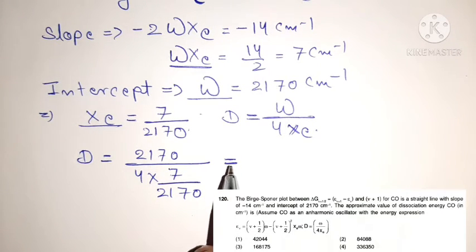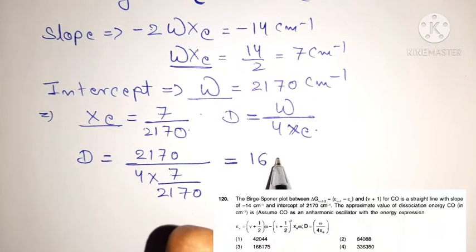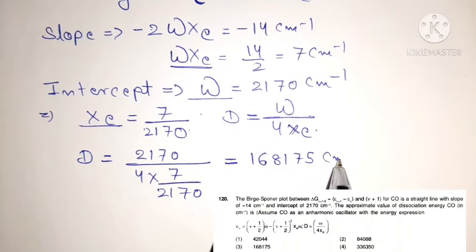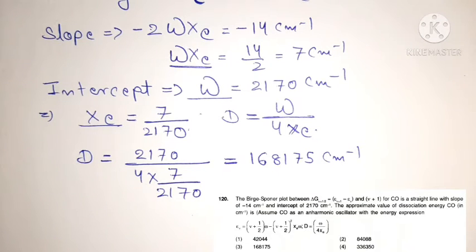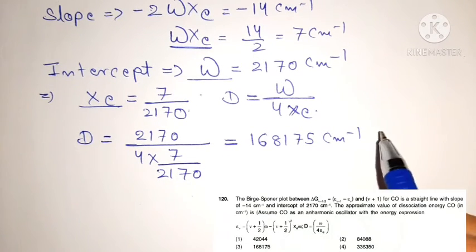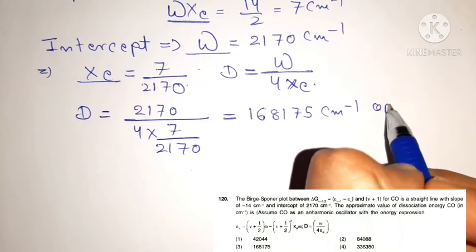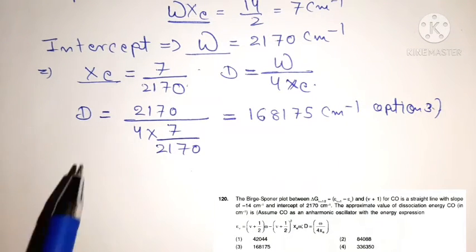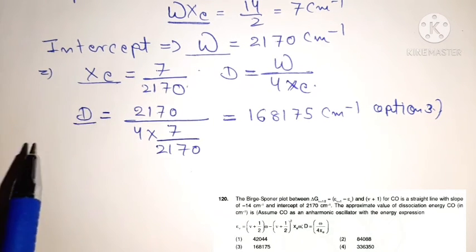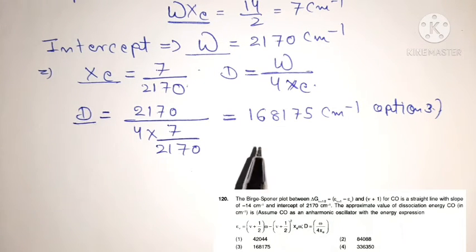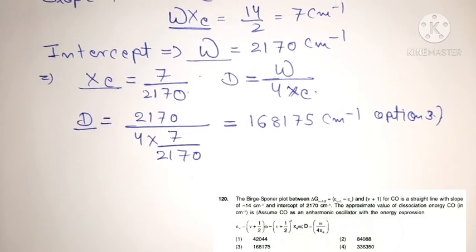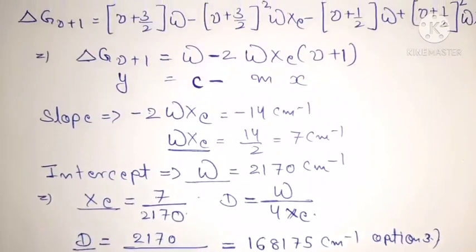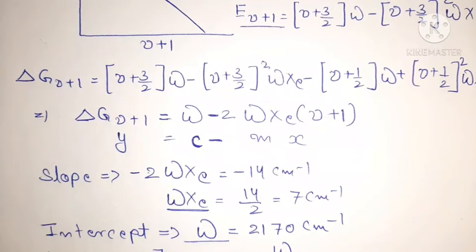So the answer should be nearly equal to 168,175 centimeter inverse, which is your option number 3. When you solve this expression, the dissociation energy of CO on the basis of the Birge-Sponner plot will be 168,175 centimeter inverse. That is your option number 3. Okay friends, I hope you understand it. See once again the whole solution of this question. This is a direct formula based question friends.